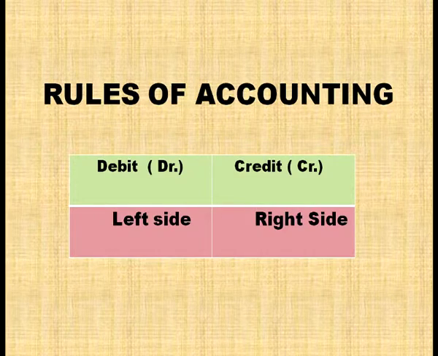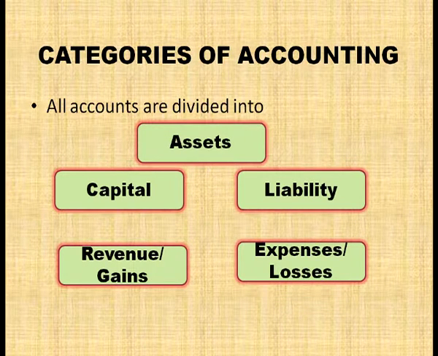Rules of accounting. In every account, we have a debit side on the left hand side and a credit side on the right hand side. In the T formatted account, title of the account will be written on the top of that. We have already studied classification of accounts. Still, I am going to repeat it. We have different types of accounts like assets, capital, liability, revenue or gains, expenses or losses. I am going to mention modern rules of accounting one by one.